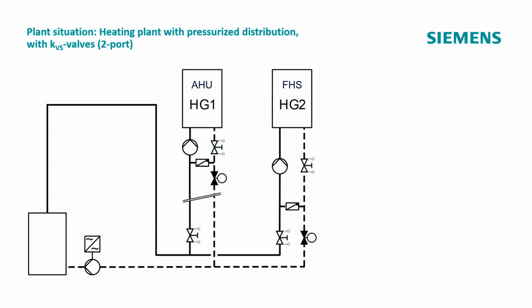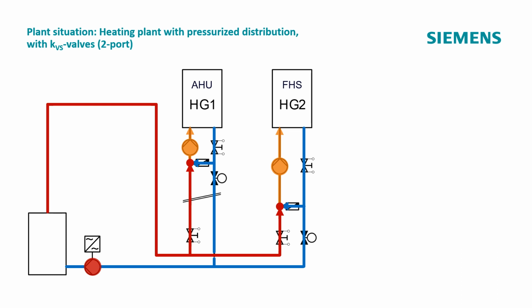Here is the plant situation. In this plant, the main pump at the producer ensures that the water is circulated across the producer and the main pipes up to the bypass of the injection circuit and back. Both consumers' heating groups 1 and 2 are set up with an injection circuit with 2-port valves. They must get the required water flow with their respective pumps from the bypass, circulated across the consumer and bring it back to the bypass.